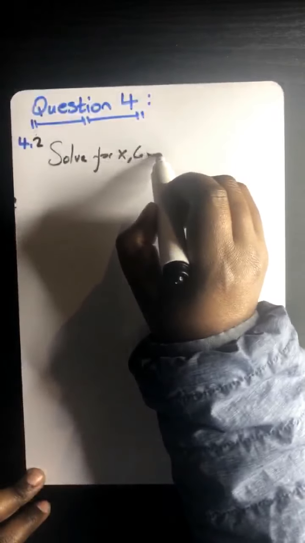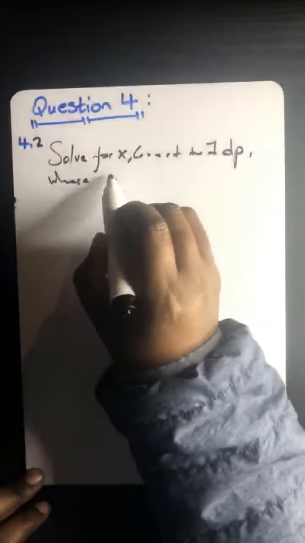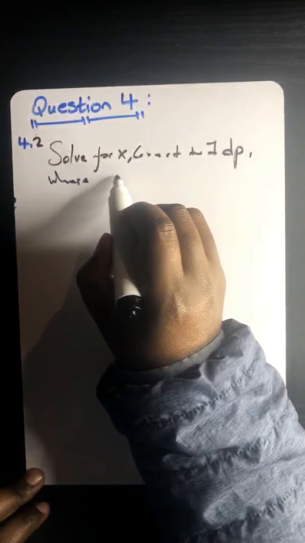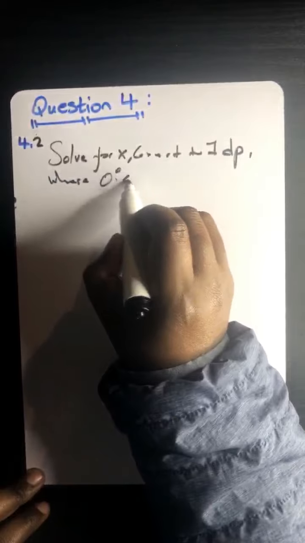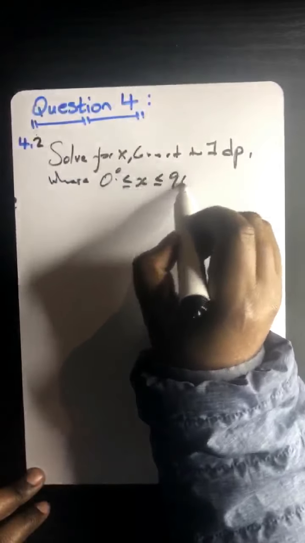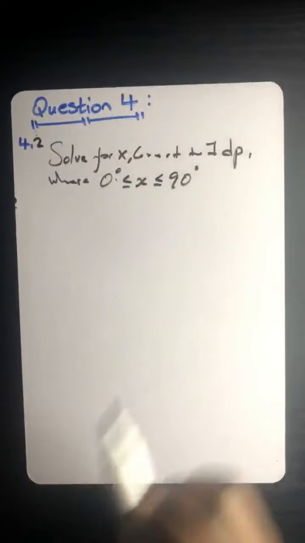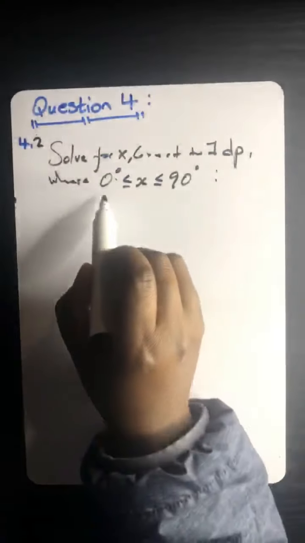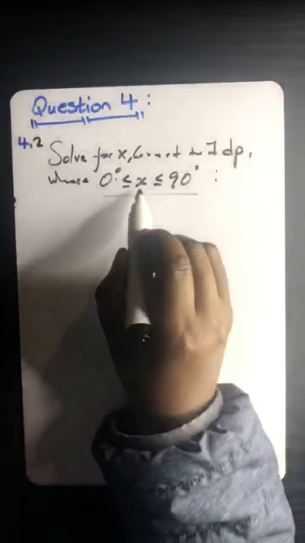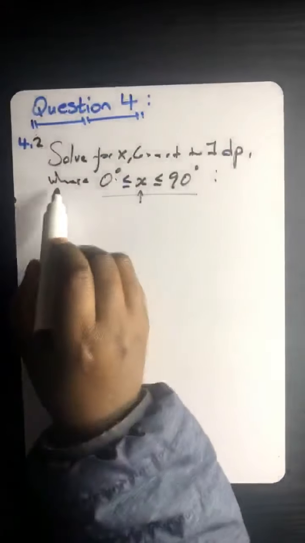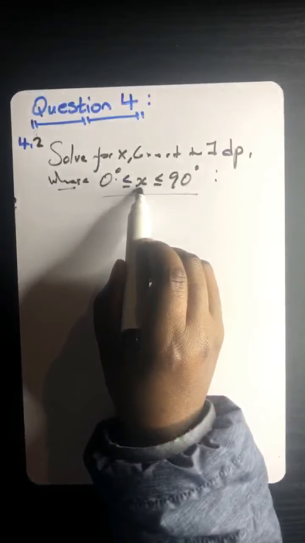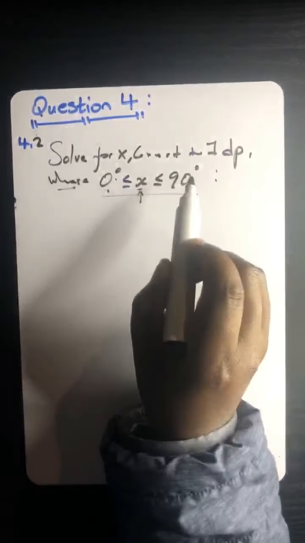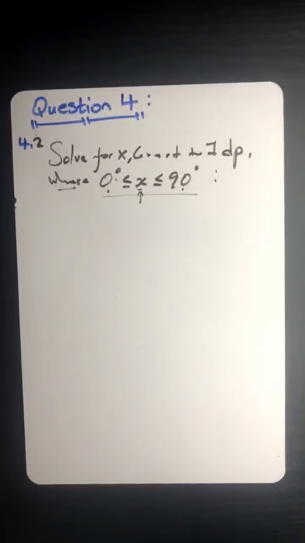Very, very much important. Correct to one decimal place, where you have x being between 0 and 90 degrees. Remember, guys, if something is written like this, whatever is in the middle, it's more like we are saying whereby x is between 0 and 90. That's how you interpret it. Be very, very careful of that, ladies and gentlemen.